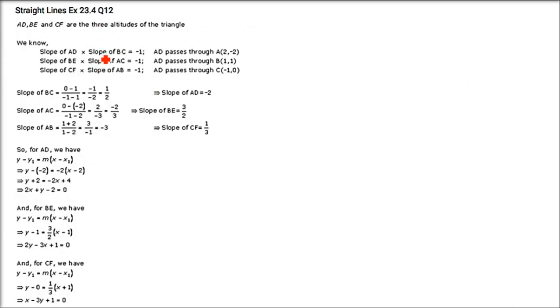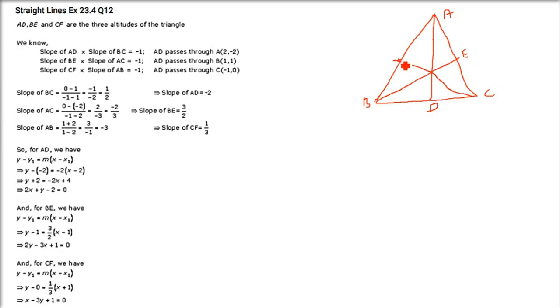Find the equations of the altitudes of the triangle whose angular points are A (2, minus 2), B (1, 1), and C (minus 1, 0). So we will make a triangle here, and we will write the points. This is A, B, C. Now an altitude is a line drawn perpendicular from a vertex to the opposite side. There are 3 altitudes possible here. Let us name them, say, E, F, D. Altitude means 90 degrees.